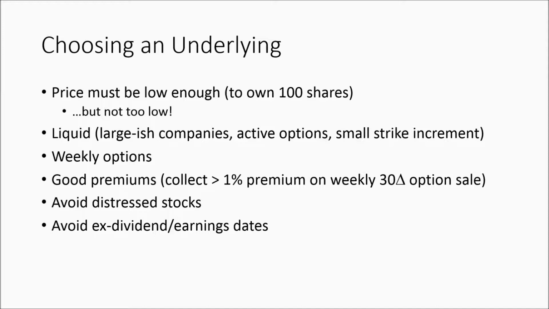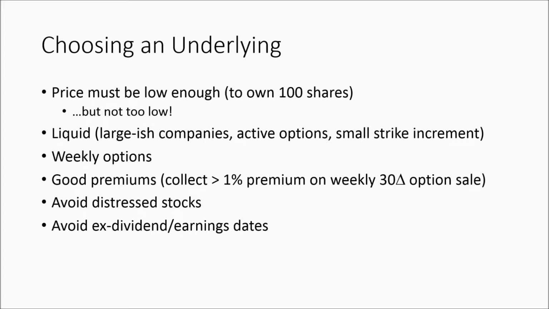A very important criterion for the wheel is to collect good premiums when you sell options. And what do I mean by good? I want to collect more than 1% premium when I sell a 30 delta weekly option. For instance, if the share price is $25, then I want to sell weekly puts or calls for more than 25 cents.